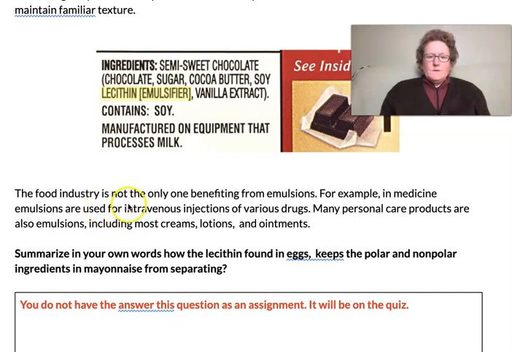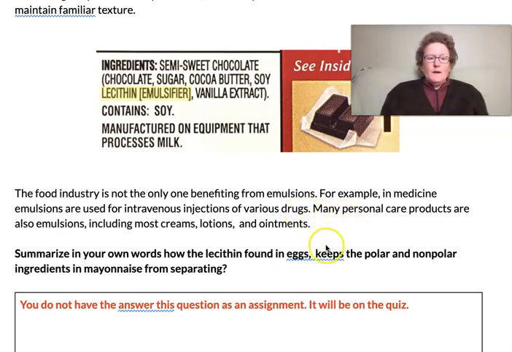The food industry is not the only one benefiting from emulsions. For example, in medicine, emulsions are used for intravenous injections of various drugs. If you have a nonpolar drug, most of our body is water, so somehow you have to get that nonpolar drug into a polar environment and get it to mix properly with the polar water inside your body.